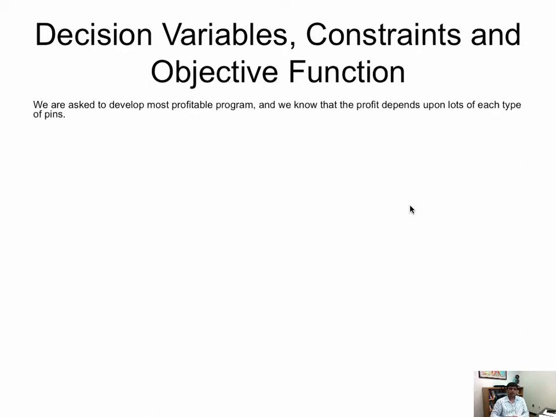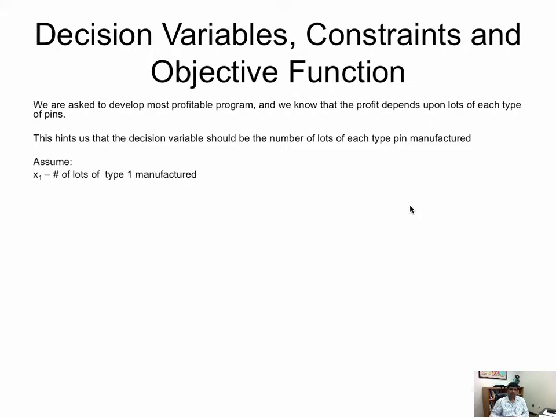We are asked to develop the most profitable program, and we know that the profit depends on lots of each type of pin. So accordingly, this hints us that the decision variable should be the number of lots of each type of pin manufactured. We assume that x1 is the number of lots of type 1 manufactured. Similarly, x2 is for type 2, x6 is for type 6, x7 is for type 7.